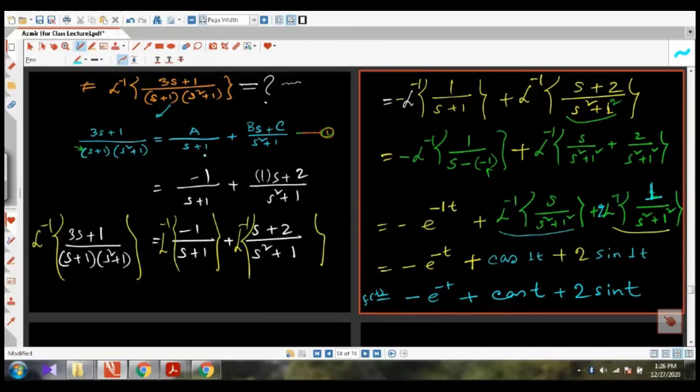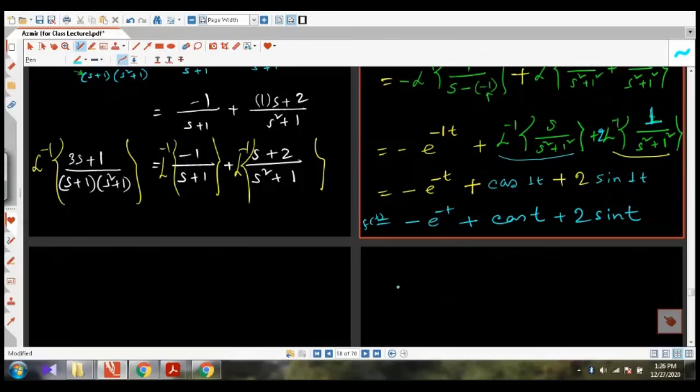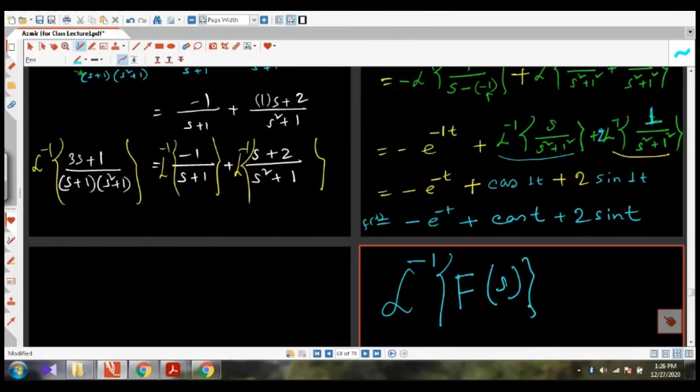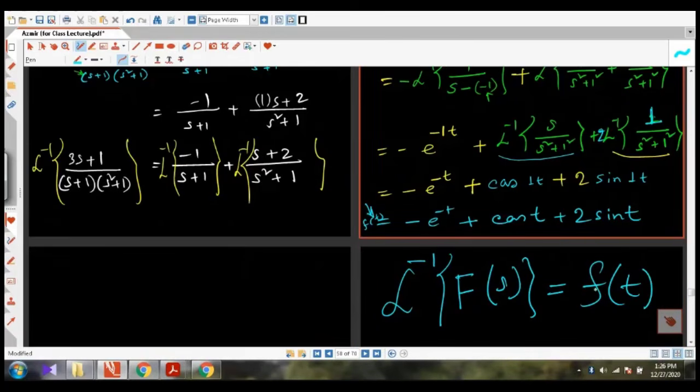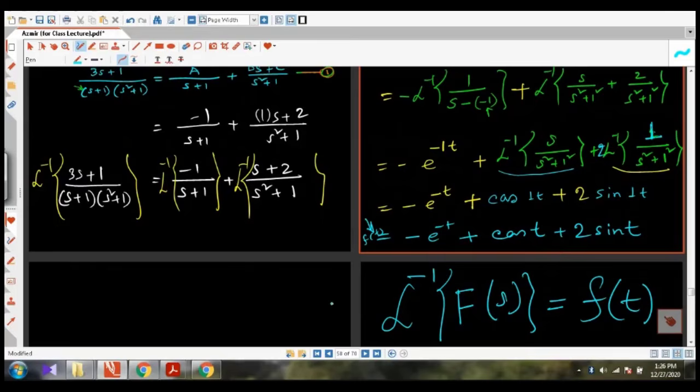So finally we can summarize this session by this general concept: the inverse Laplace transformation of any algebraic function will give us the main function, that is, the function in the time variable, back. So that's all from me. Thank you for joining the session.